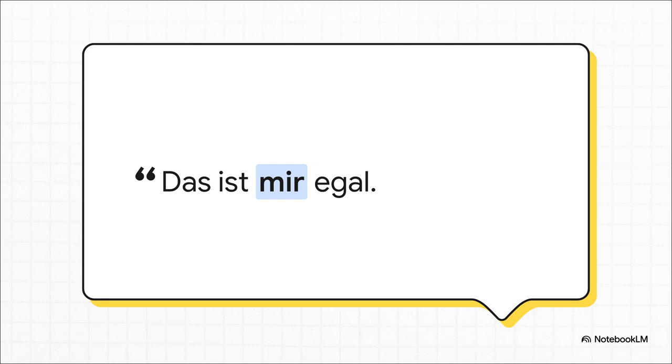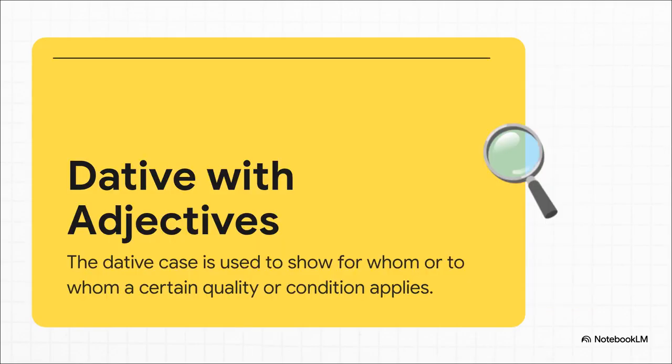That dative, mir, is what tells you who is experiencing this feeling. And that really is the core idea here. The dative case acts like a pin that attaches an adjective to a specific person. It answers the question, for whom is this true? So you wouldn't just say, it is cold. You'd say, mir ist kalt. It is cold for me.